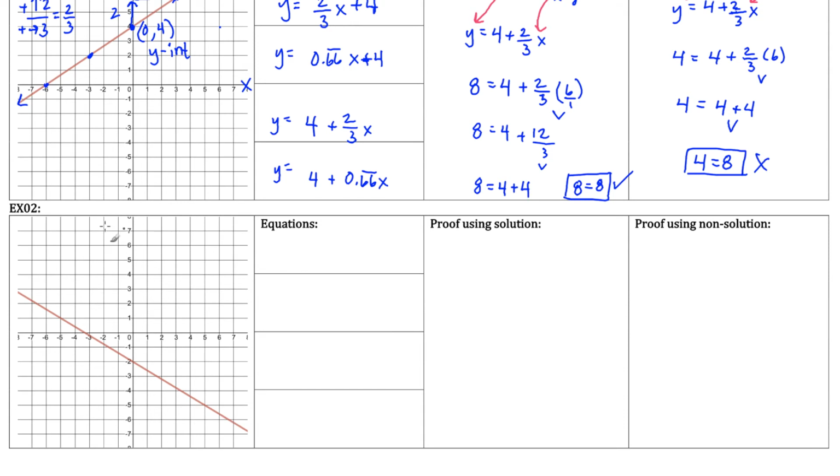All right, so example number 2. Let's go ahead and write y equals mx plus b. So let's figure out our y-intercept first. Remember, this is the y-axis, this is our x-axis. We want to find the y-intercept. This is where it is, which is 0, -2. So y equals, and we'll put -2 instead of +2. Not +2 because it says -2, so -2.